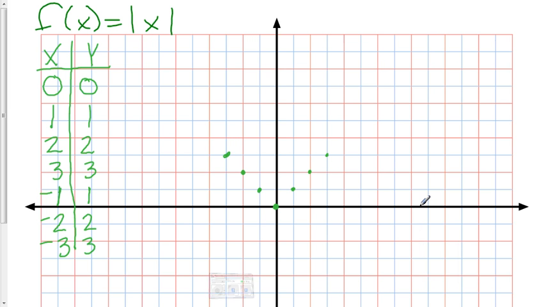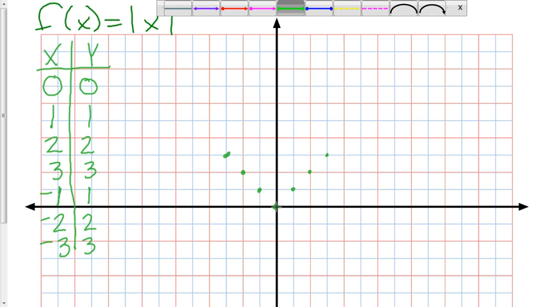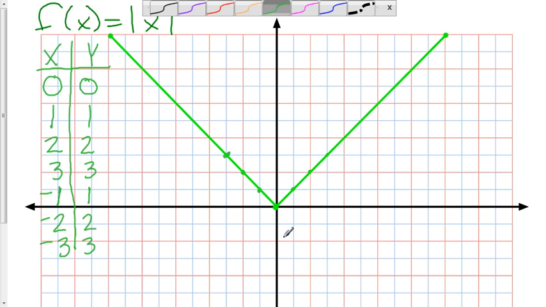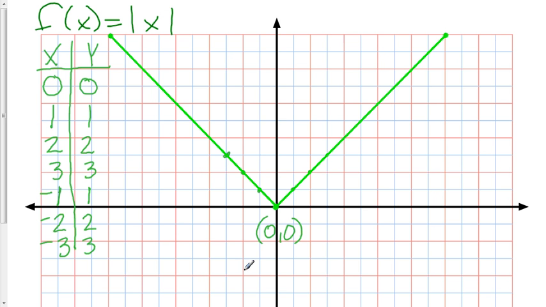And so in drawing the graph of this, you would have a V. This V has a vertex at 0, 0. The slope of this line here on the right side of the V would be 1, and the slope on the left side would be a negative 1.